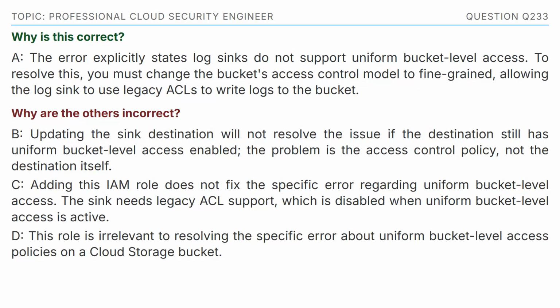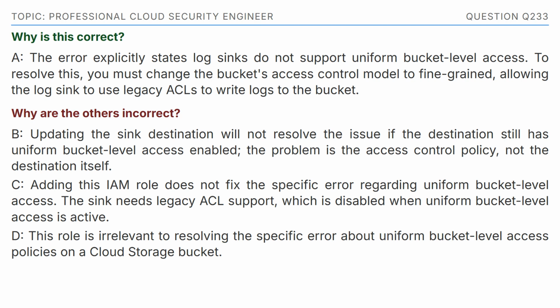Why is this correct? A. The error explicitly states log syncs do not support uniform bucket-level access. To resolve this, you must change the bucket's access control model to fine-grained, allowing the log sync to use legacy ACLs to write logs to the bucket. Why are the others incorrect?